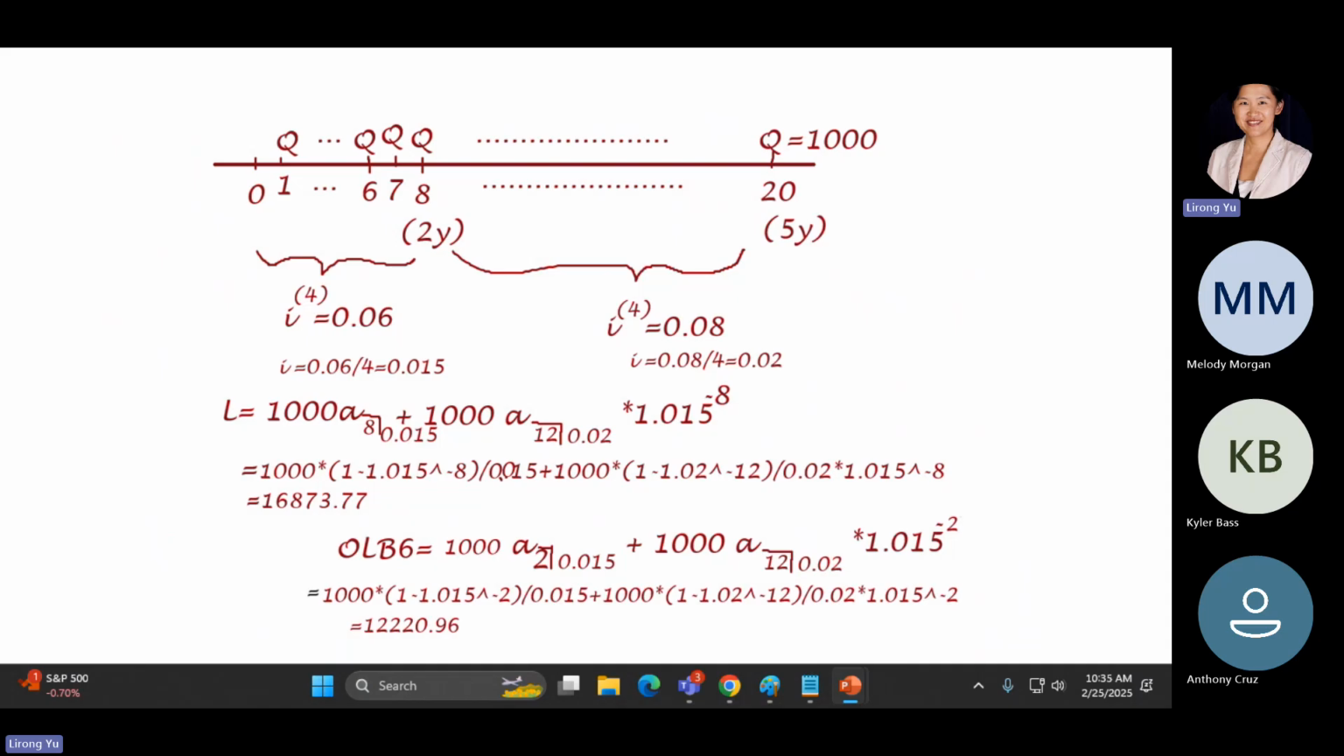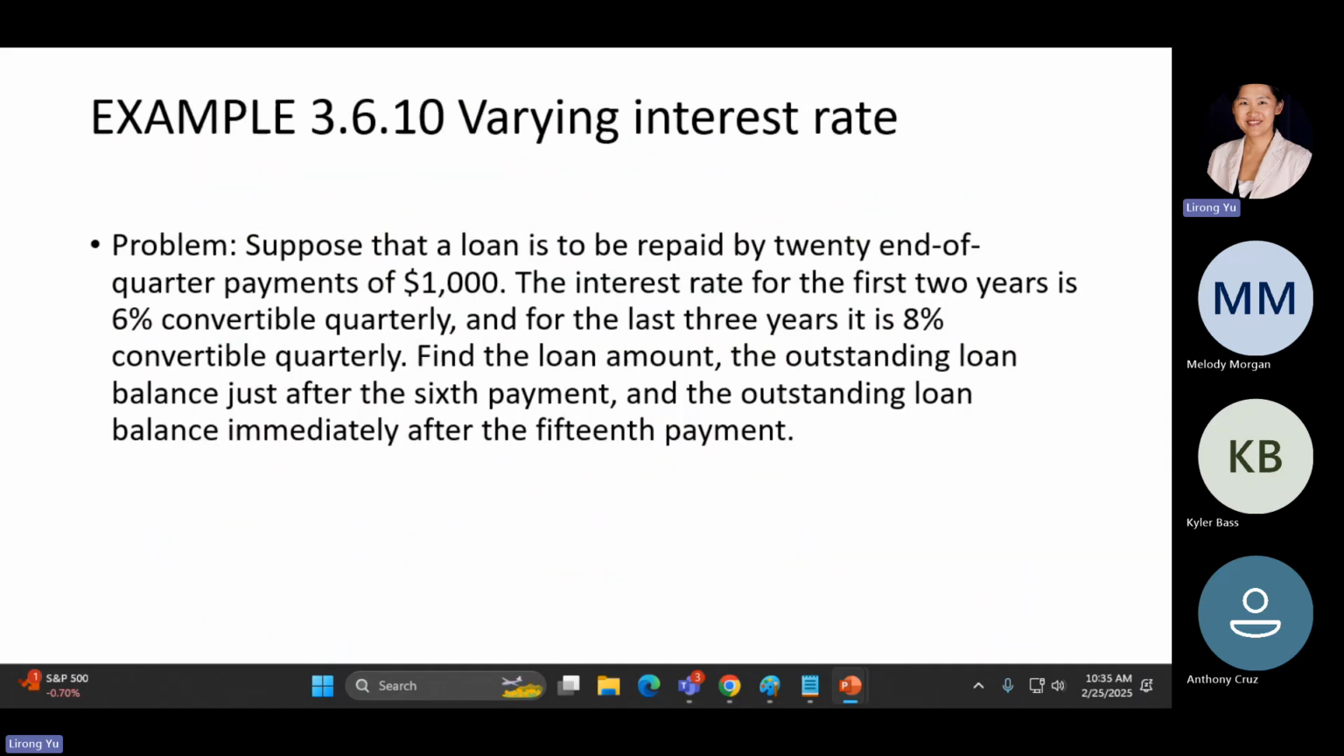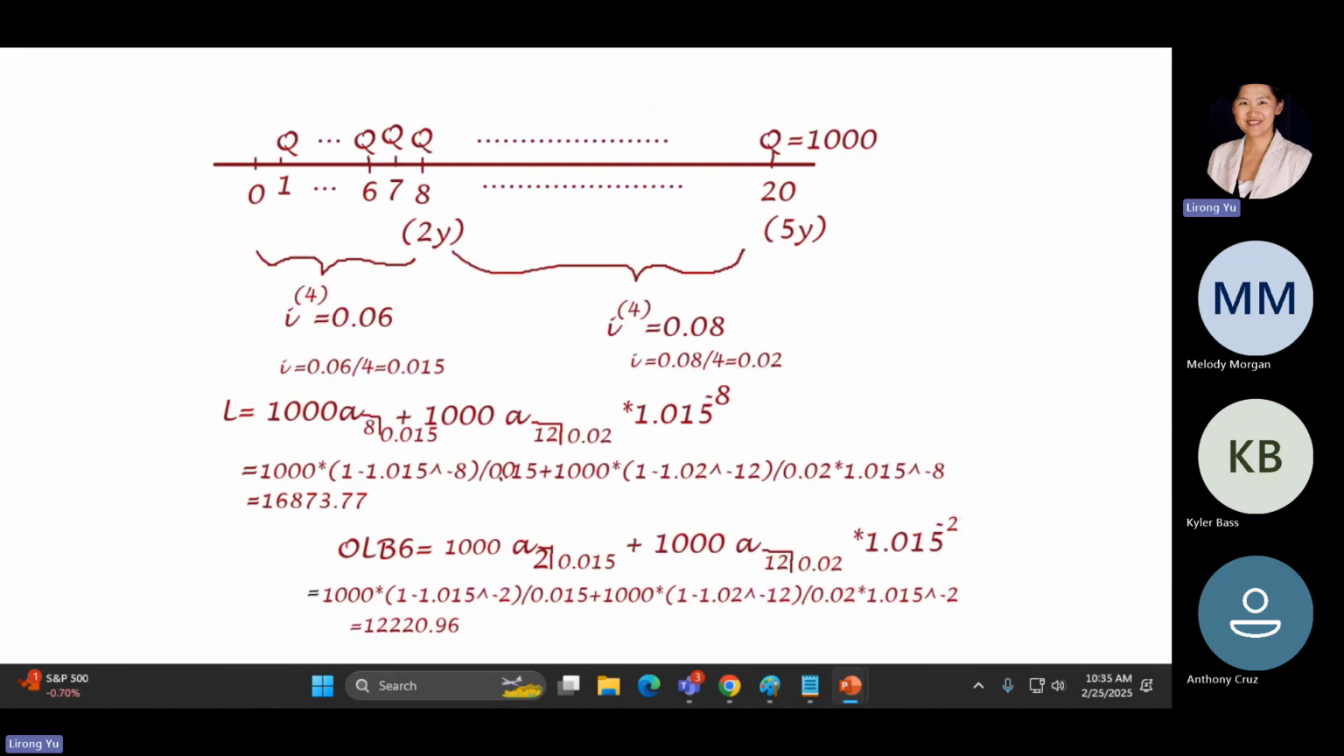Oh, the loan balance was one of the questions. I understand now. So find the loan amount. So we do have to calculate the loan balance. The loan balance will be all the present value for all your future cash flow. So for example, the 1,000 payment in the first 2 years is 1,000 multiplied by a8. There are 8 payments for the interest rate of 0.015.